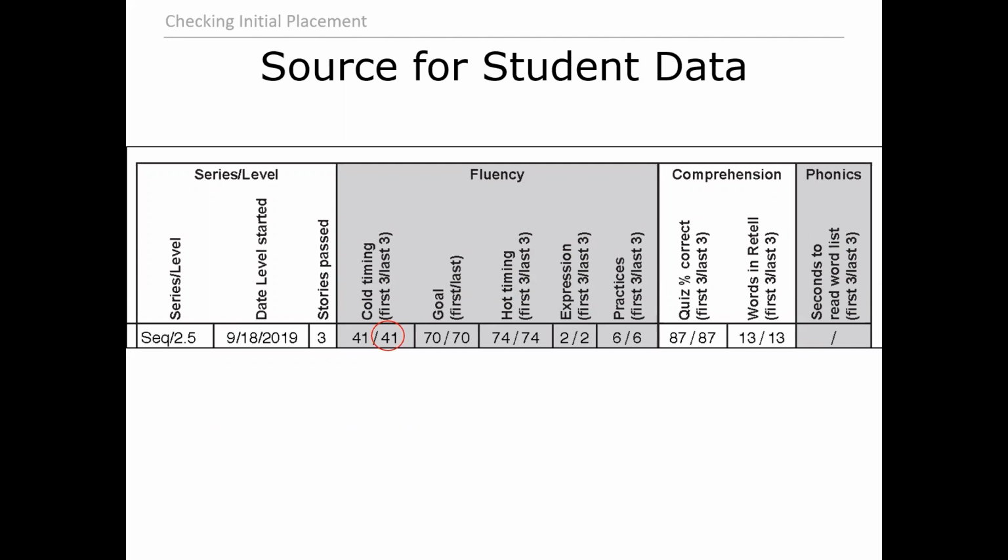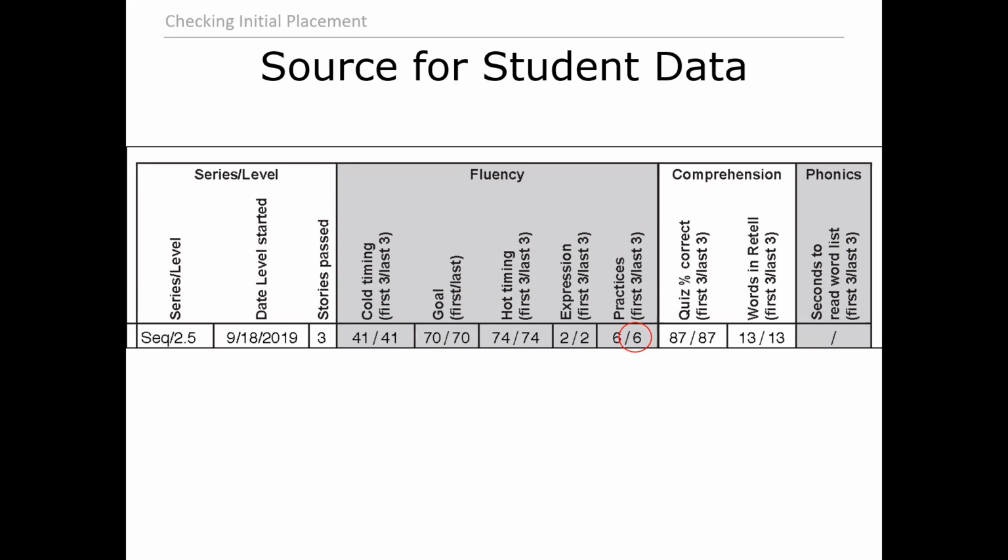But in this phase of data analysis, we're just saying, if I have this information on placement day, would I still have put them in this level and goal? Okay, so here we have the current goal, current cold timing score, the current expression rating or average of the expression rating, the average number of practices.